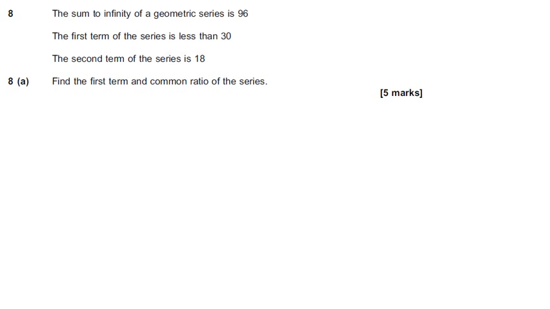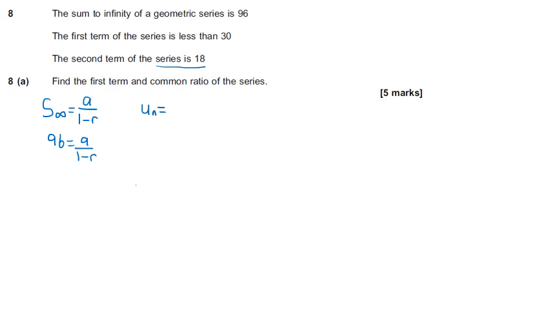Right, geometric series now. So we're told some information here. We're told the sum to infinity of a geometric series is 96. And we know the formula for a sum to infinity is the first term a divided by 1 minus the common ratio r. So we can use the information in the question just to write that. The value of the sum to infinity is 96. We also know the second term of the series is 18.